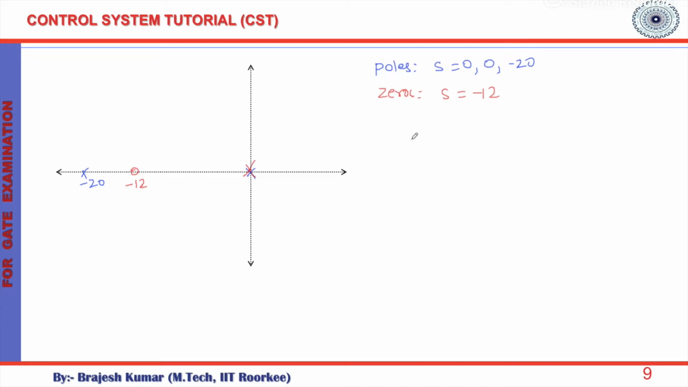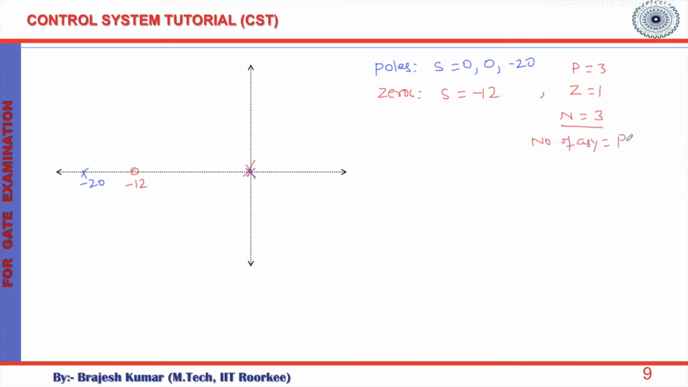So what will be the number of asymptotes? The number of poles is basically 1, 2, 3, so 3. The number of zeros is basically 1. So the number of branches of the root locus will be the maximum of p and z, and that is equal to 3. And what will be the number of asymptotes?